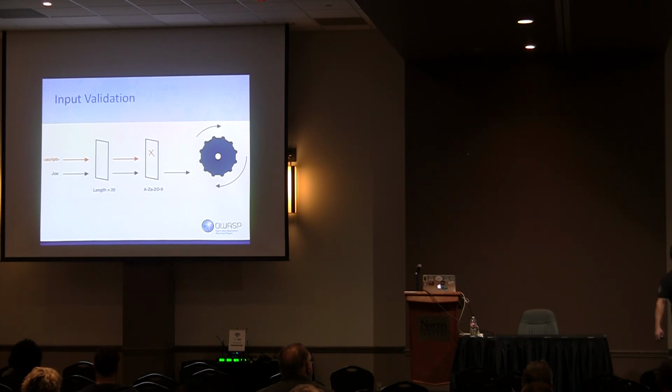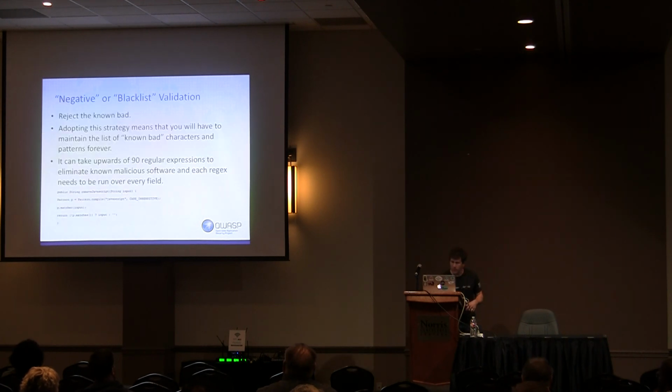Bracket script, the length is under 20, so that's good. But it has characters in it that are not A to Z, uppercase, lowercase, or 0 to 9. And so this input validation is going to wash through these inputs, and it's going to say Joe is an acceptable username, bracket script is not. All right? And so in that way, you see how we're mitigating or making it harder to exploit potential cross-site scripting vulnerabilities.